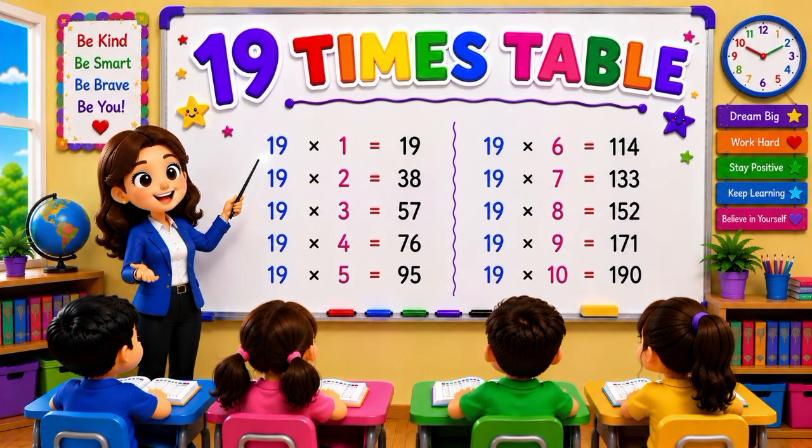19 times table. 19 ones are 19. 19 twos are 38. 19 threes are 57. 19 fours are 76. 19 fives are 95. 19 sixes are 114. 19 sevens are 133. 19 eights are 152. 19 nines are 171. 19 tens are 190.